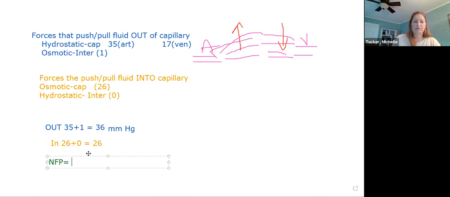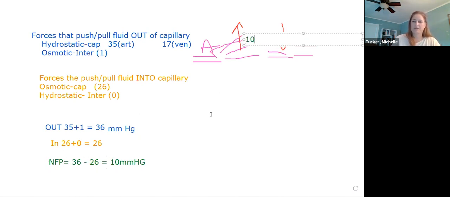So net filtration pressure is going to be 36 minus 26. And that will equal 10. So this will be a pressure of 10 out. So 10 millimeters of mercury difference pushing fluid out, which is how we end up with 20 liters of fluid in the interstitial per day.